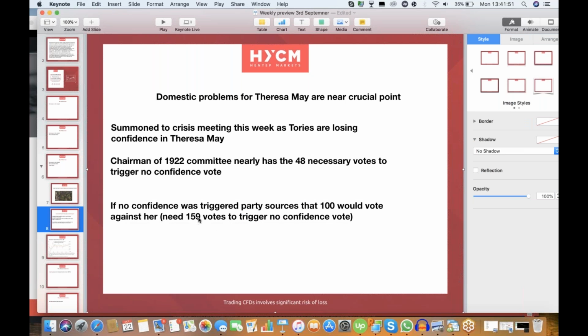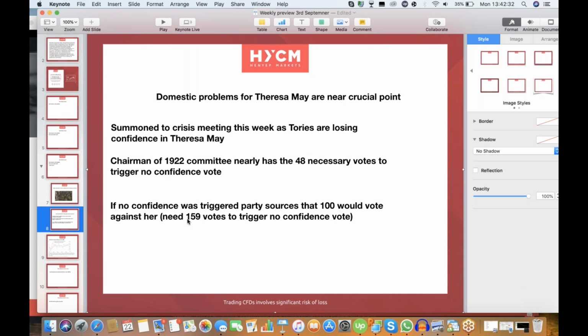But remember, the other thing to remember is if that vote is triggered, a no confidence vote, there are people at the moment who don't vote against Theresa May. But once you've triggered that vote, you can't re-vote for another year. So if the vote does get triggered, all of a sudden, Conservative MPs will be faced with a conundrum. They might think, I don't want to get rid of Theresa May now, but if I don't get rid of Theresa May now, that means I'm stuck with her for another whole year.